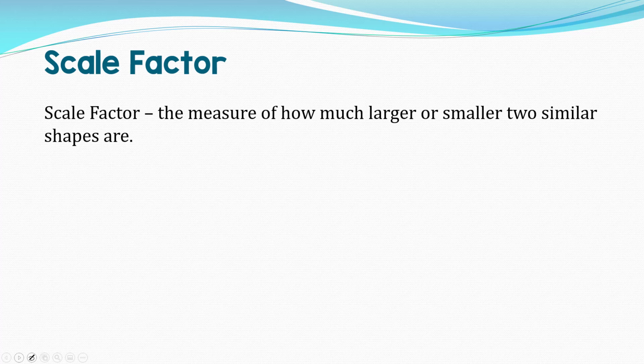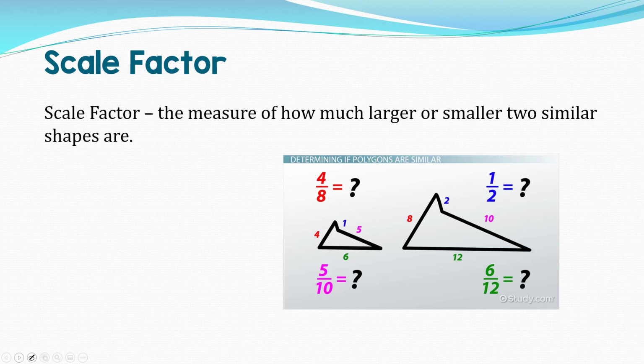So how do we measure a scale factor? What is a scale factor? It's the measure of how much larger or smaller two shapes are. So we looked at this one. There's a smaller one and a larger one. So the smaller one is half as big as the bigger one. So that scale factor would be a 2-to-1 scale factor if you went from B to A.